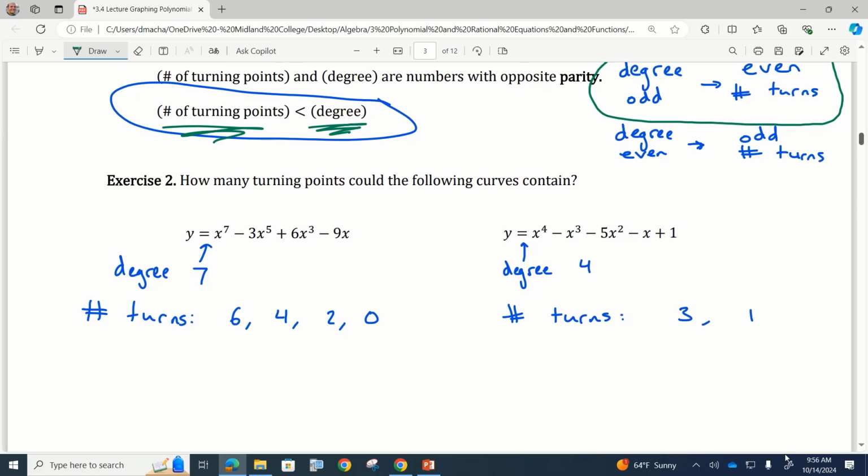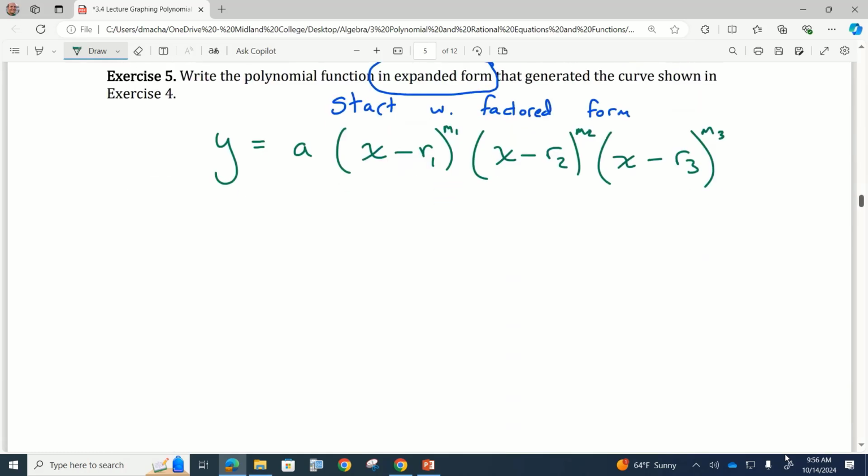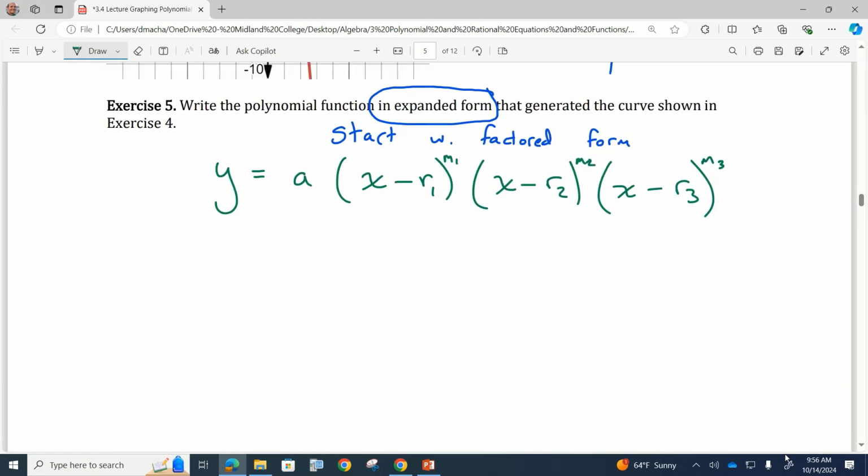3 is the smallest degree possible for this graph. If I've got 2 turns, then the smallest possible degree is degree 3. We also know that if my polynomial is given in factored form, then the degree is what I would get if I add up the multiplicities.